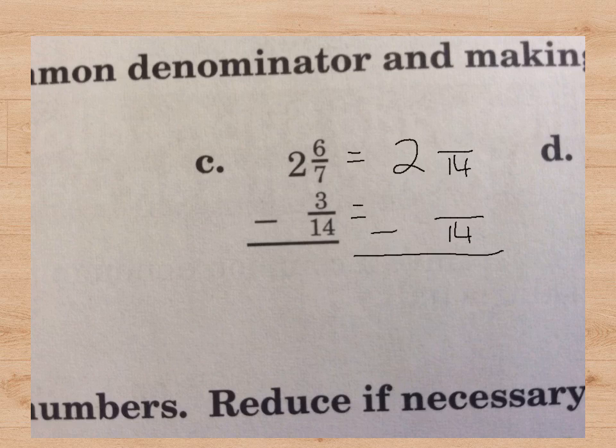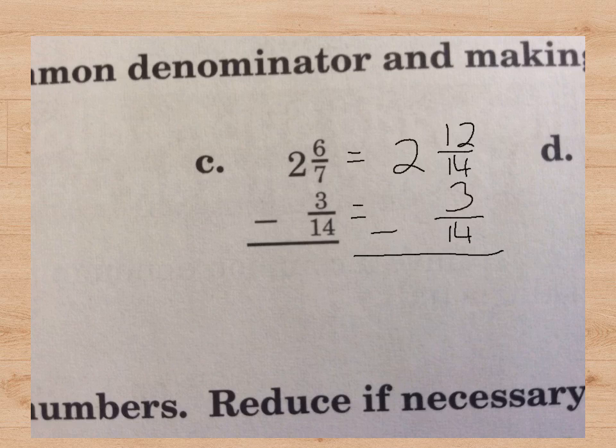7 times what is 14? 7 times 2. So we need to do 6 times 2. 6 times 2 is 12. 14 times what is 14? Well, that's easy. 14 times 1 is 14. So times 1 will be here too. 3 times 1 is 3.